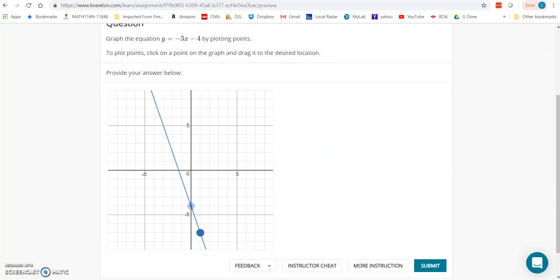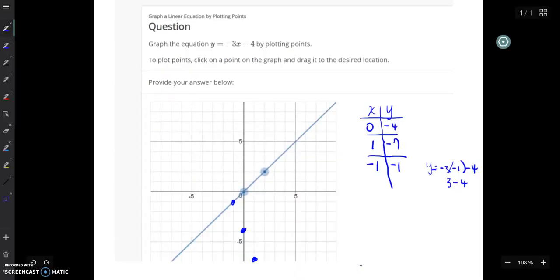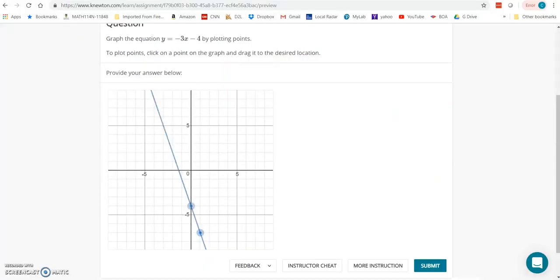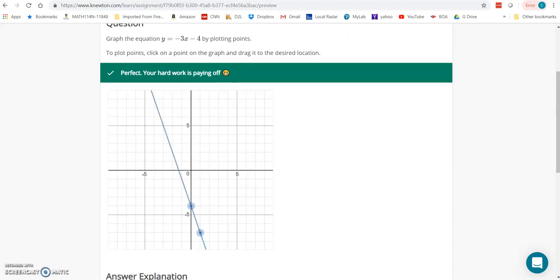Alright, and then remember that our third point was (negative 1, negative 1). If we look at this graph, negative 1 is on the graph, so we could have chosen to plot that one instead. So that's the correct graph. Hit submit just to confirm. Perfect, your hard work is paying off.